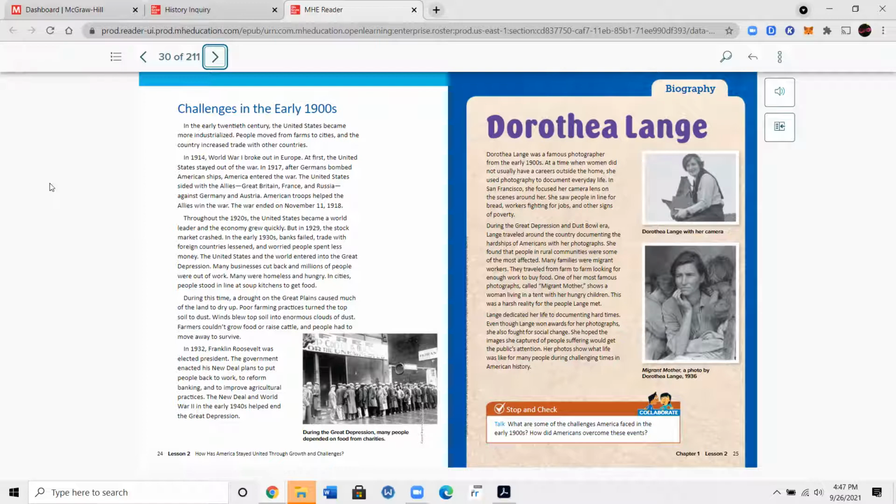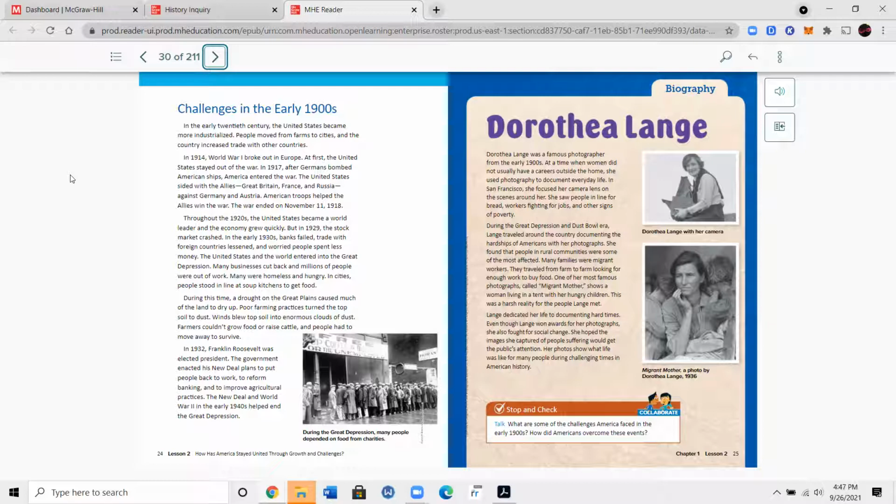Challenges in the early 1900s. In the early 20th century, the United States became more industrialized. People moved from farms to cities, and the country increased trade with other countries. In 1914, World War I broke out in Europe. At first, the United States stayed out of the war.